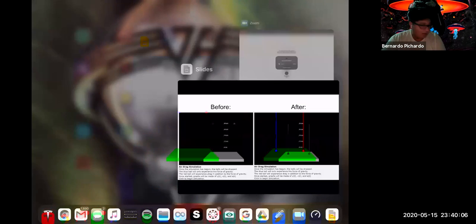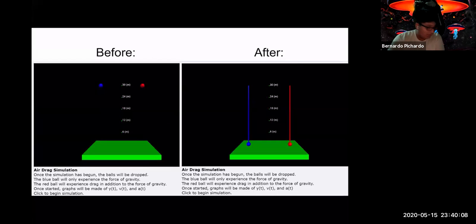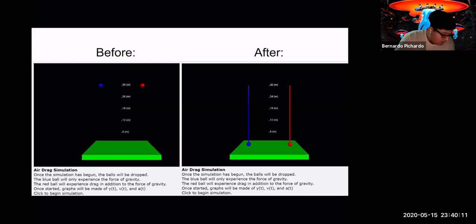So here we have the slide where my friend left off. We have the air drag simulation. When the simulation begins, the ball is dropped, and the blue ball will only be experiencing gravitational potential energy, mgh, while the red ball will also be affected by the force due to air resistance. Once started, we're going to make a graph of position, velocity, and acceleration with respect to time. Once the simulation begins, the balls are dropped, and the relevant graphs are outputted to the user.